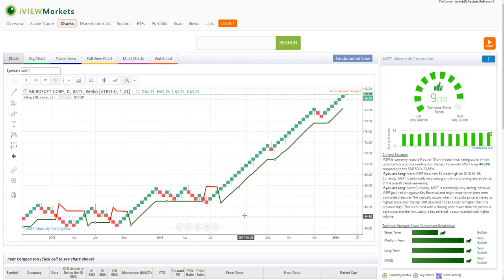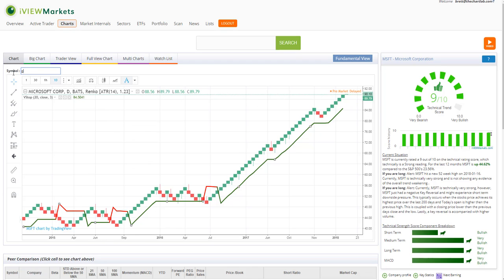Alright, so very simply, once the RENKO breaks above the red line, which is the stop, and forms a green line underneath, that is potentially a new buy signal.